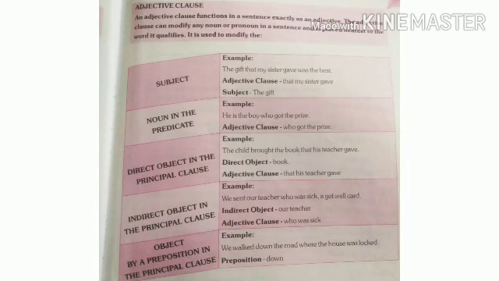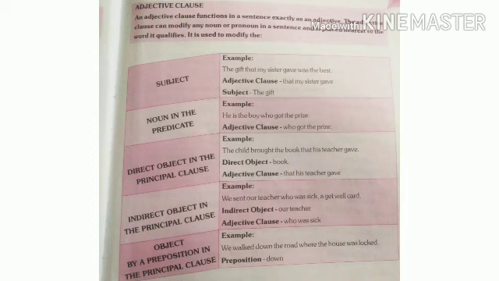Now, for examples, you can look in your book. Let us see how an adjective clause modifies the subject. The gift that my sister gave was the best. Here in this sentence, the gift is the subject and that my sister gave is the subordinate clause as it is starting with subordinate conjunction that. So you can see that my sister gave is modifying the subject gift.